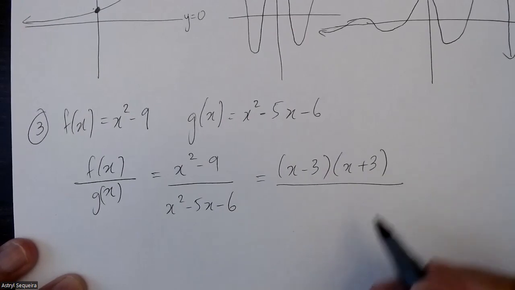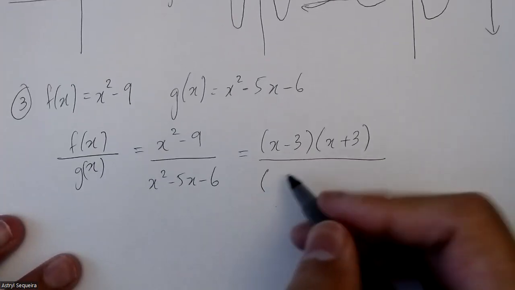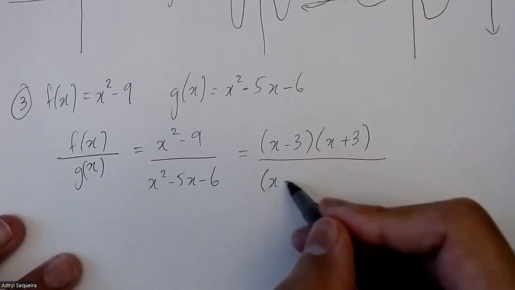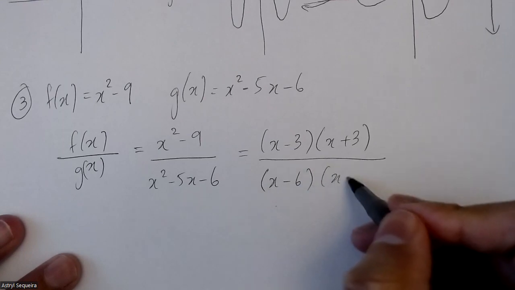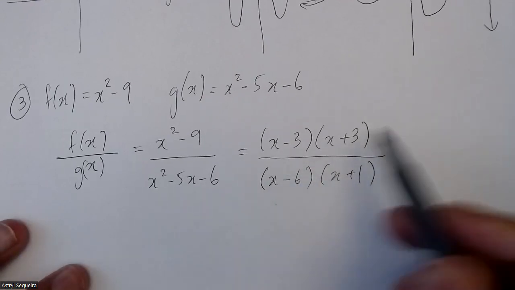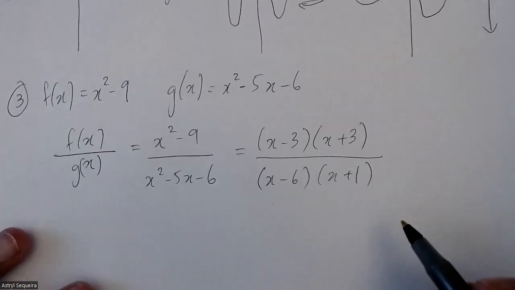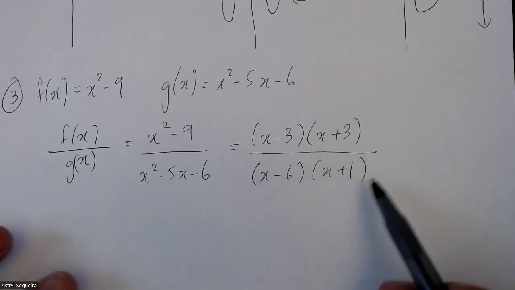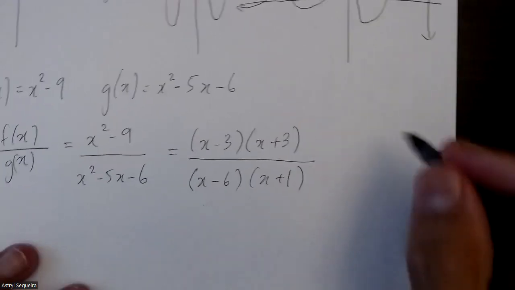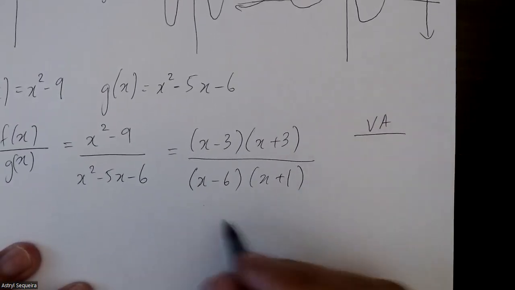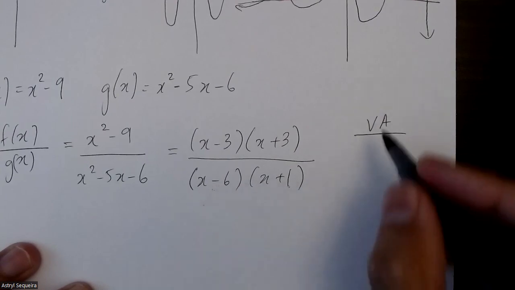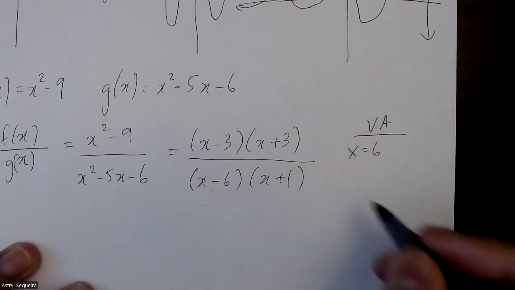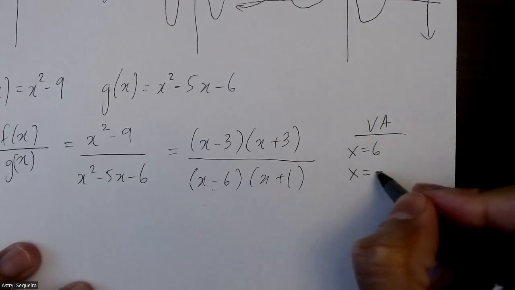And the bottom would be a simple trinomial, so x minus 6, x plus 1. Now, if you cancel anything, that would create a hole, but over here, we can't cancel anything. So we just look at the denominator for our vertical asymptotes. In this case, our vertical asymptotes are going to be the solutions of the denominator, which is x equals 6 and x equals negative 1.